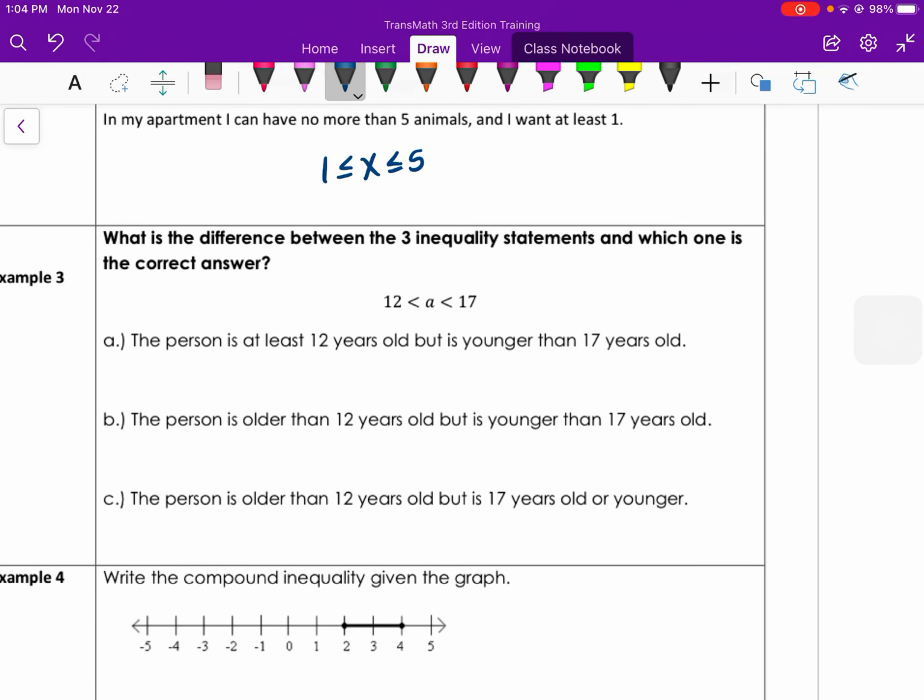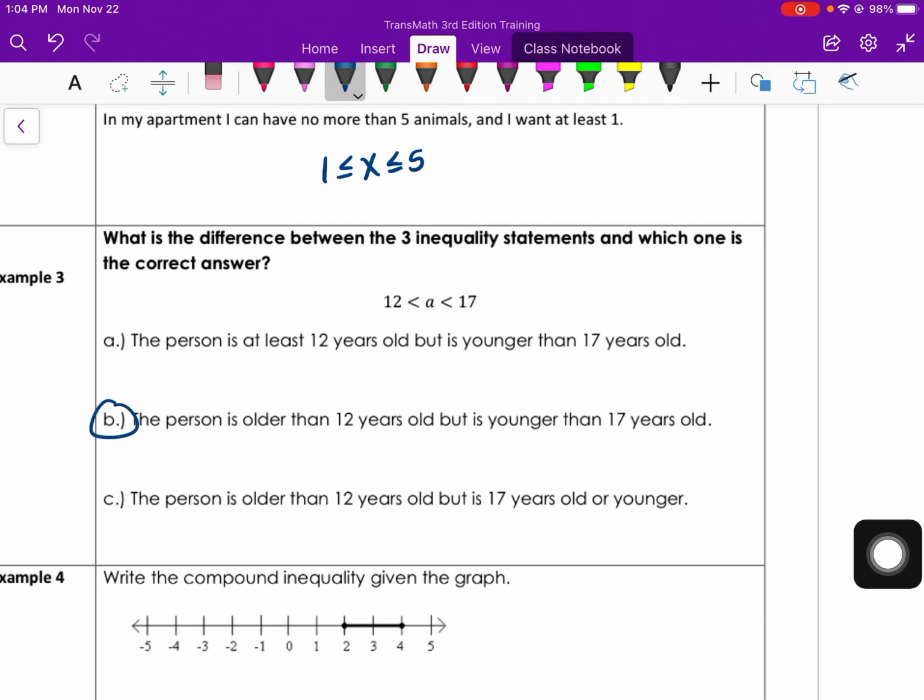What is the difference between the three inequality statements, and which one represents this inequality, that A is greater than 12 and A is less than 17? A: The person is at least 12 years old but younger than 17. B: The person is older than 12 but is younger than 17. C: The person is older than 12 but is 17 years old or younger. The correct answer is B.